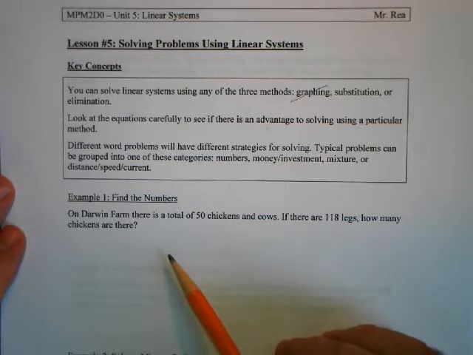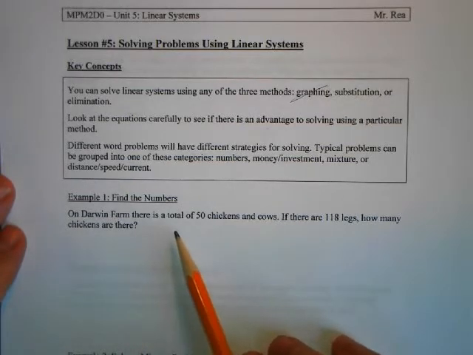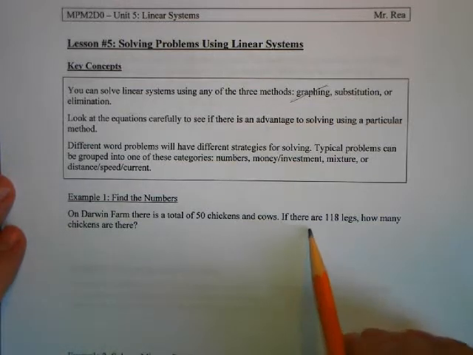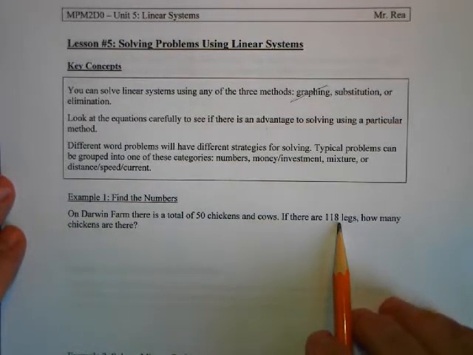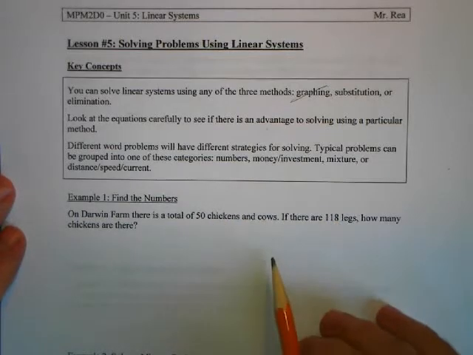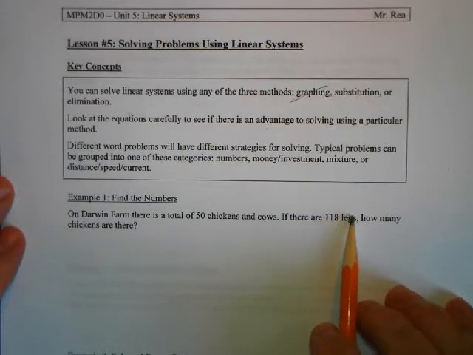You may not even realize it uses a linear system to solve it, but let's just read it. On Darwin Farm, there's a total of 50 chickens and cows. So if you add the chickens and cows together, you'll get 50. If there are 118 legs, like if you added up all the legs of these 50 animals, there would be 118. Kind of a weird way of counting. How many chickens are there?